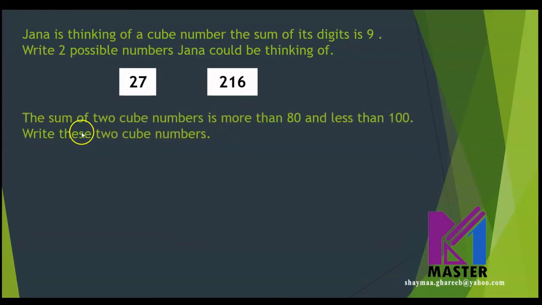Second question: the sum of 2 cube numbers is more than 80 and less than 100. Write these 2 cube numbers. So I need to think of 2 cube numbers, the sum of them more than 80 and less than 100. What do you think? Number 27 and the other number is 64. So when we add these 2 numbers, 27 plus 64 equals 91. 91 is more than 80 and less than 100. Is this clear?